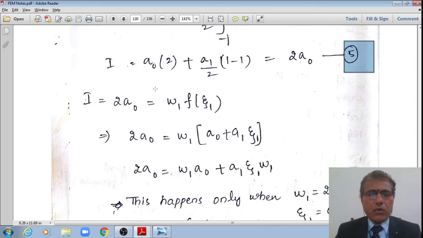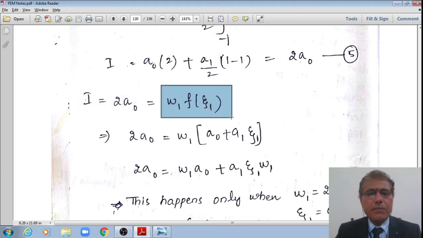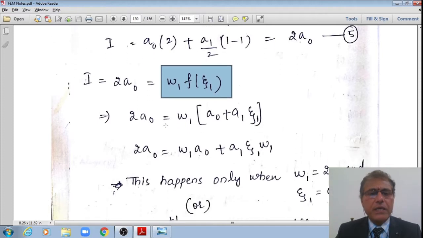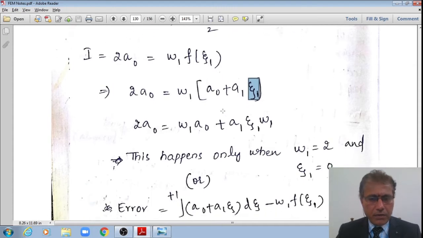Then I know already that this integral, which is 2a0, is my integral in terms of Gaussian quadrature, numerical integration, as w1 f of xi1. Therefore, I'll equate one with the other, and I'll also substitute xi1 in the given assumed function a0 plus a1 xi. Now xi takes a value of xi1, students. Then the right hand side will become w1 multiplied by (a0 plus a1 xi1) is equal to 2a0.